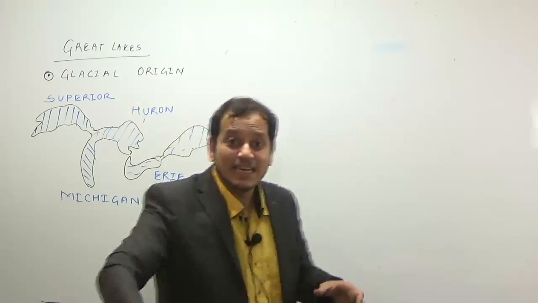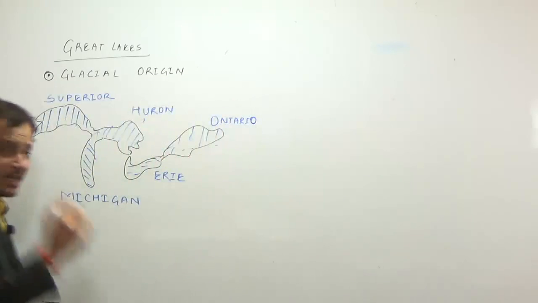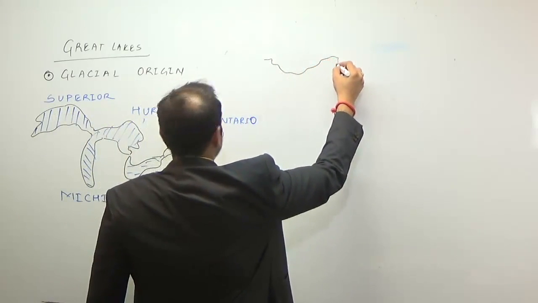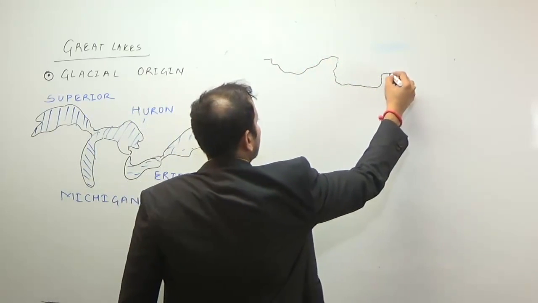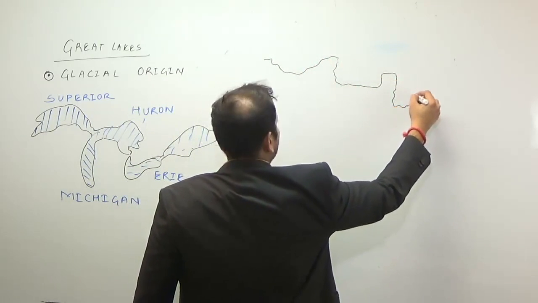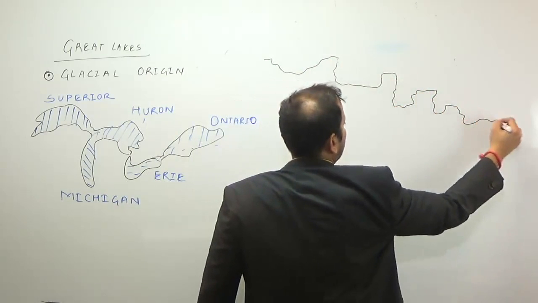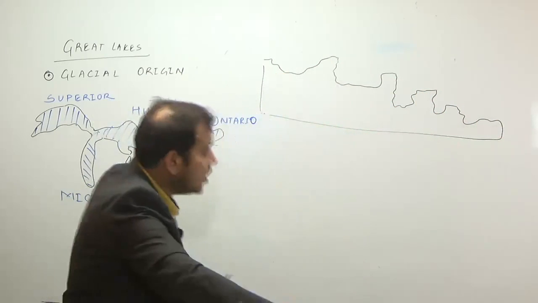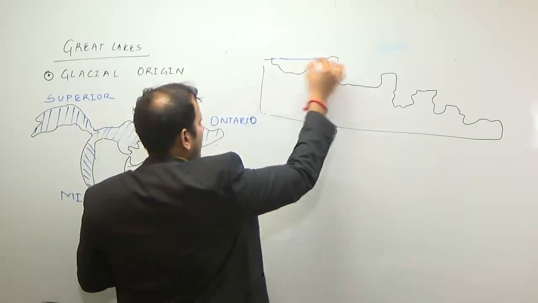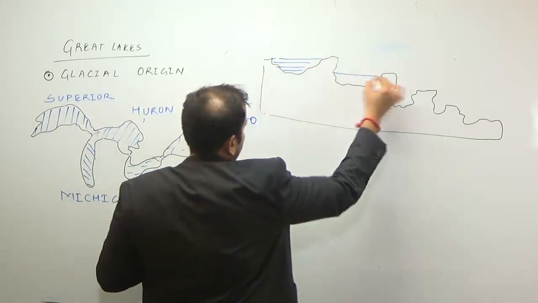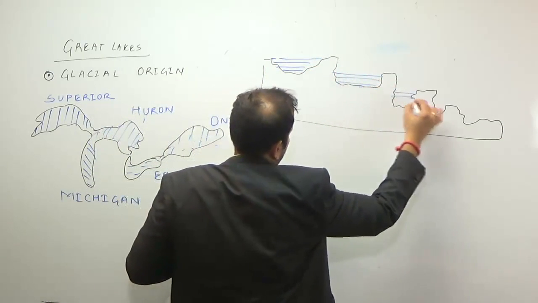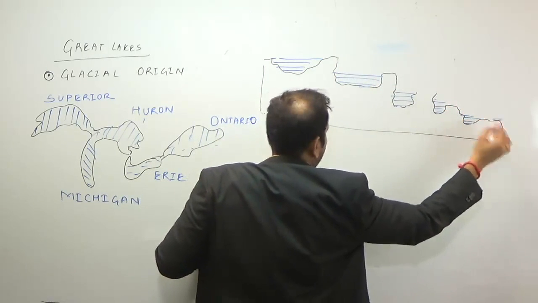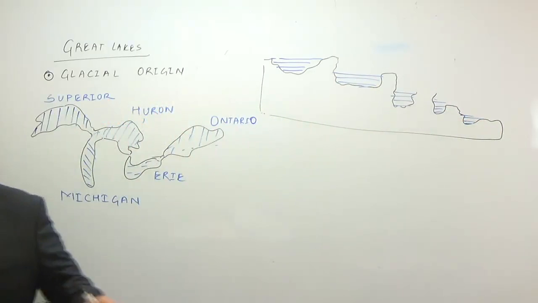The Great Lakes are not at the same height. In fact, remember that Lake Superior will be at a greater height. After that there will be Lake Michigan. After that there will be Lake Huron, Erie, and Ontario. So this is how the location of the Great Lakes is.